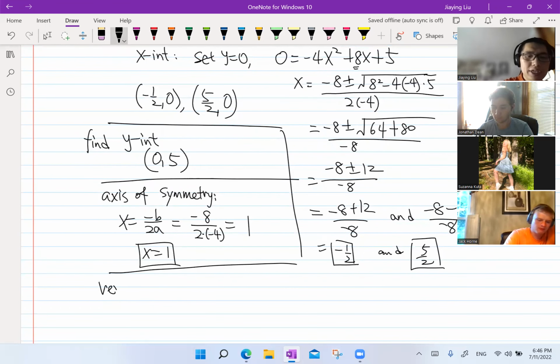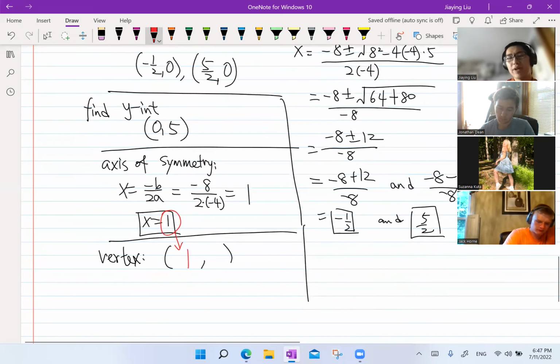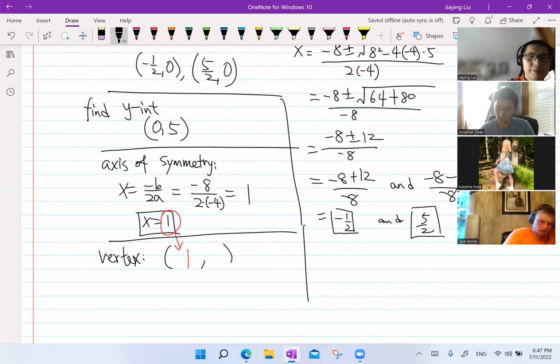And then we're going to find the vertex. Well, the vertex has xy coordinates. Since we already have the axis of symmetry, the x value becomes the x coordinate. So we already have one number in the vertex. We just have to find the other one. So to find the y coordinate, we're going to take the x coordinate and put it back into the equation.